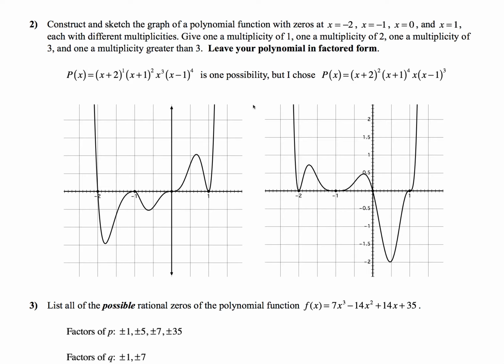And then the last 0 is 1, so we have a factor here, x minus 1, corresponding to a 0 at x equals 1. And then the multiplicities I put here in the order they were listed: 1, 2, 3, and something greater than 3, which is 4. I could have chosen 5, 6, 7, whatever I wanted, but 4 was just what I chose.